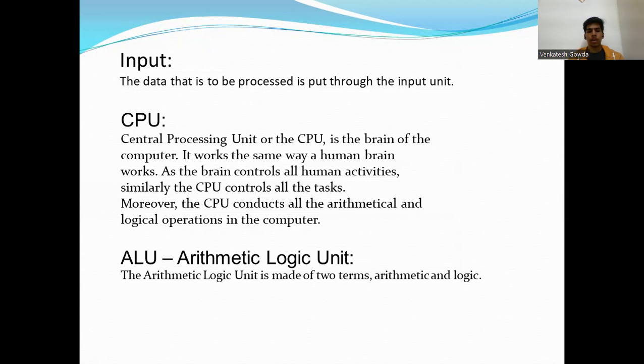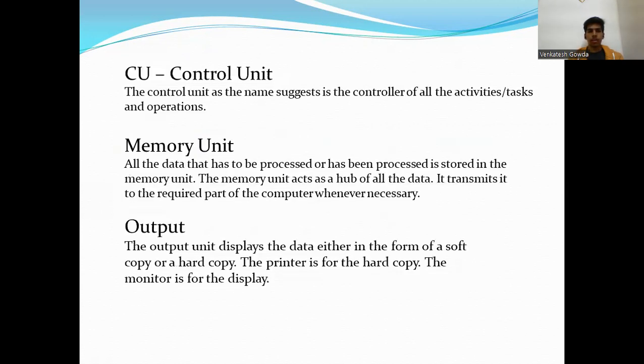ALU, Arithmetic Logical Unit. The Arithmetic Logical Unit is made of two terms, arithmetic and logic, which controls all the arithmetic calculations and logical operations in this unit. Control Unit. The control unit, as the name suggests, is the controller of all the activities, tasks, and operations.